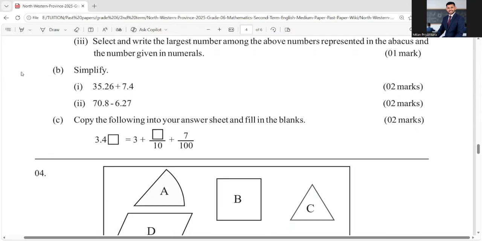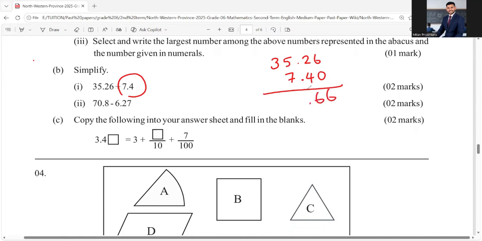And then you have to add this very simple thing. 35.26 and 7.40, right? So you have to write like this because it has only one place. You have to write to two decimal places. 6, this is 6, 5 plus 7 is 12, 1 carries, is going to be 4. Now this is 42.66.